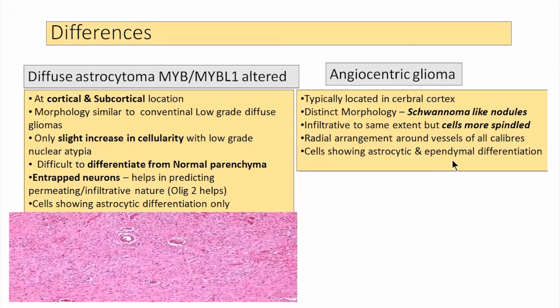In the diffuse astrocytoma the cellularity is so good, and cells show astrocytic differentiation only. And here in angiocentric glioma, cells show astrocytic as well as ependymal differentiation because the cells were EMA positive, and there is typical radial arrangement of tumor cells around vessels of all calibers. So these are the differences between diffuse astrocytoma MYBL1 altered and angiocentric glioma.